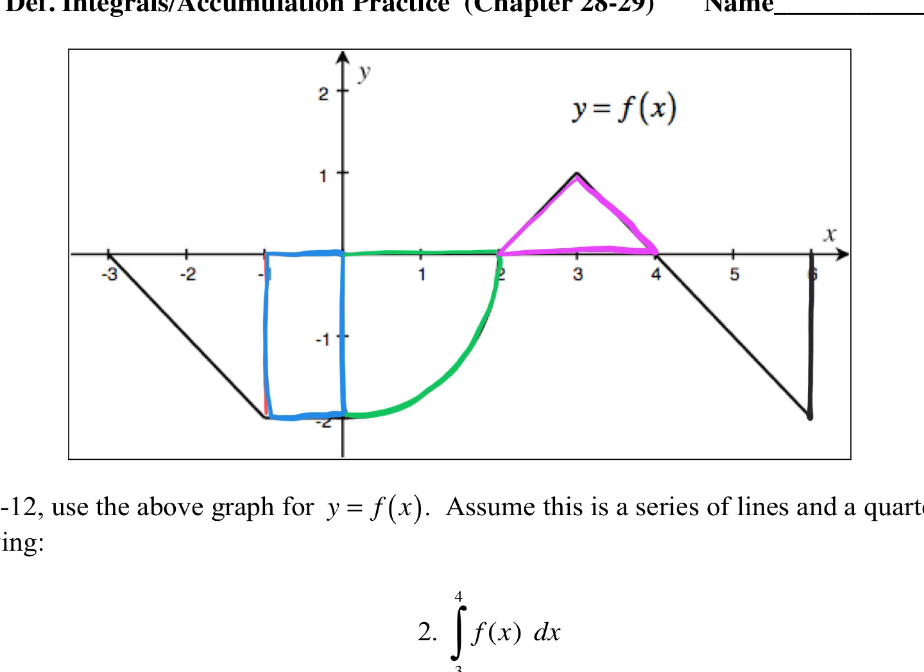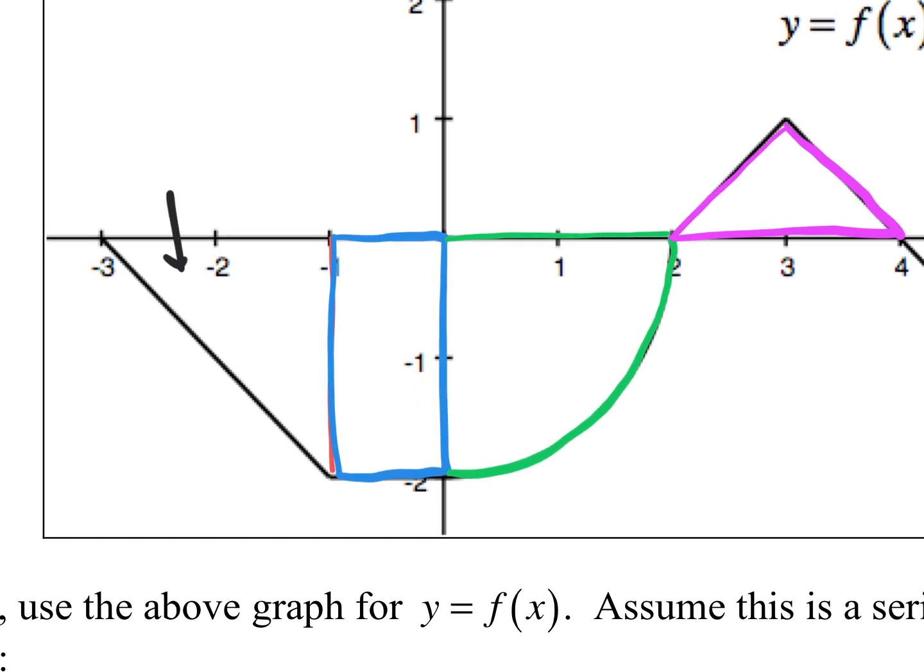So if I find the area of all these pieces, I'm going to have 1/2 my base, which is 2, times my height, which is 2. So this would be an area of 2, and it's underneath the x-axis, so it's negative. This rectangle has an area of 2 times 1, so that's going to be an area of 2, and it's also below the x-axis, so that's also -2.